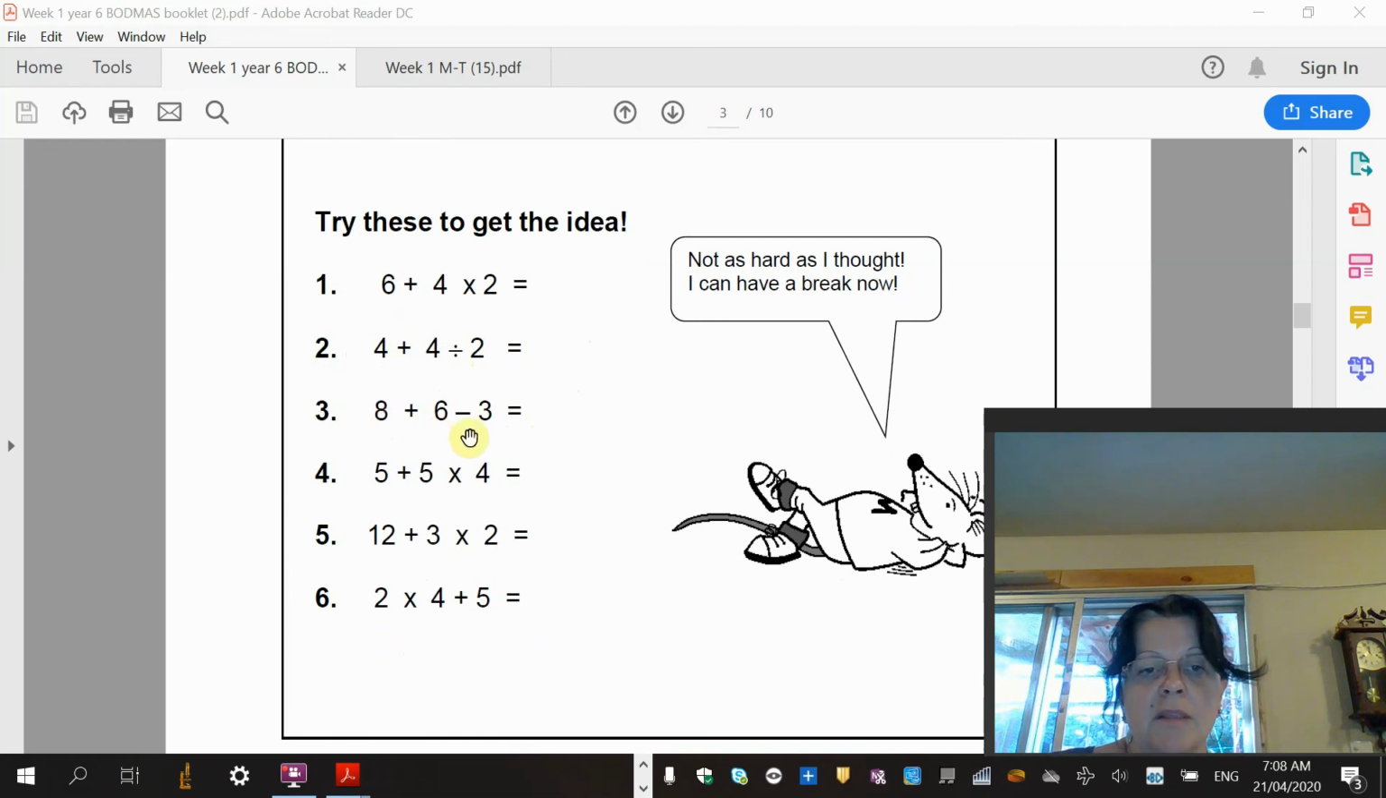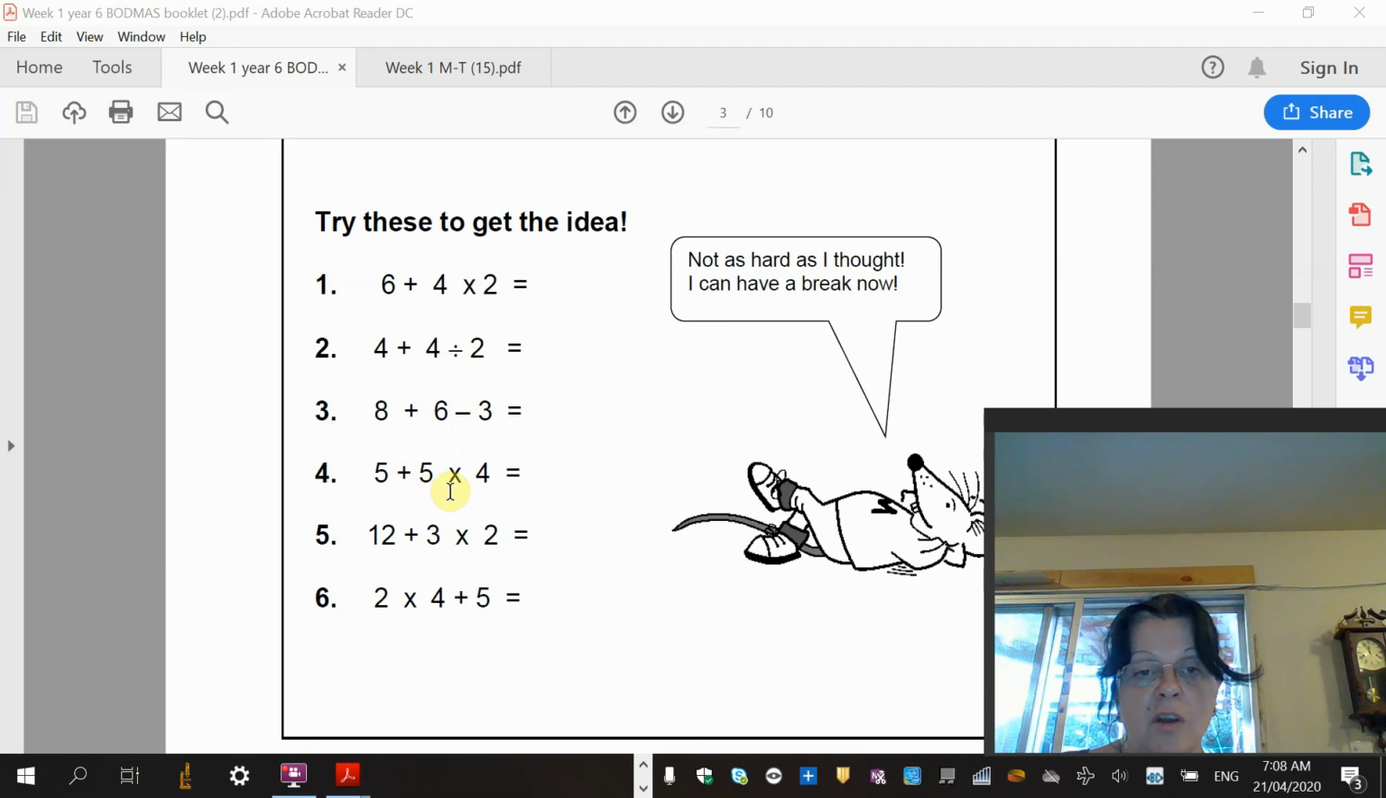Here 8 plus 6 minus 3. So BODMAS says brackets, order, division, multiplication, addition, and then subtraction. So here we have to do the addition first. So 8 plus 6 is 14. You can put brackets around this and then 14 take away 3 and then write your answer.